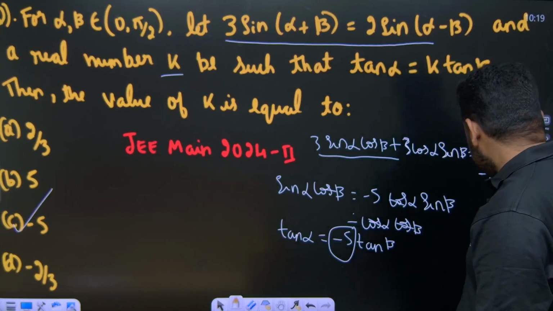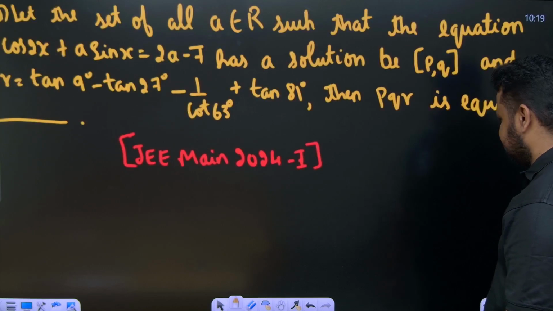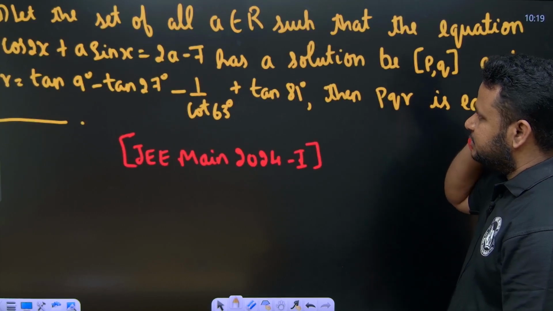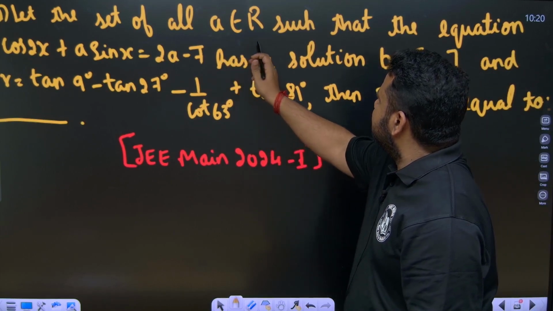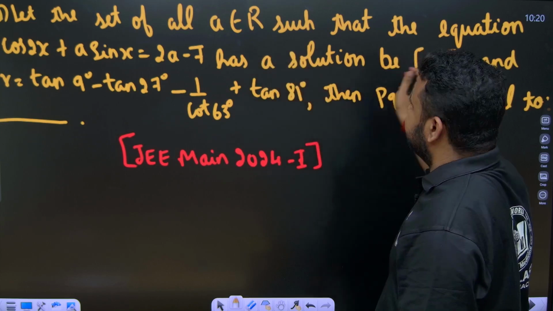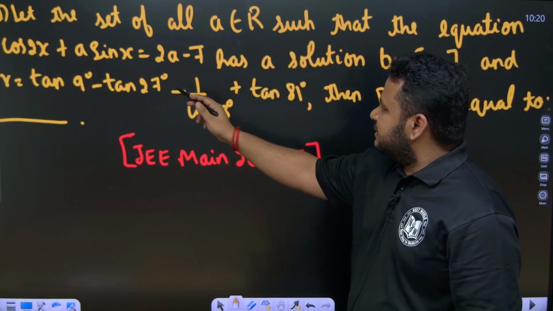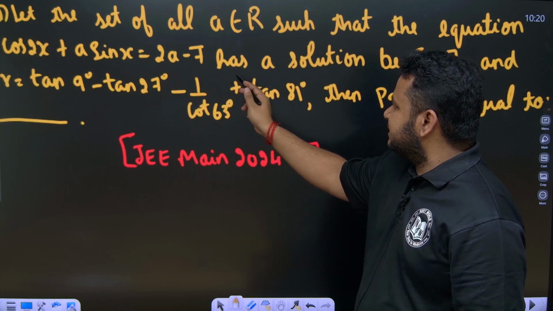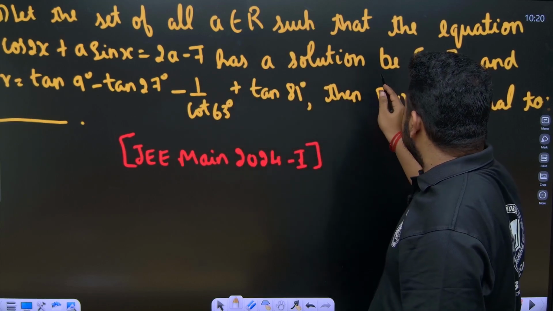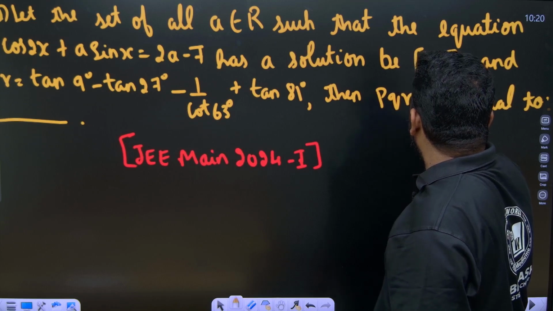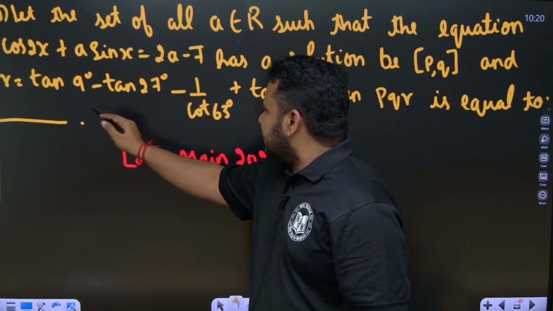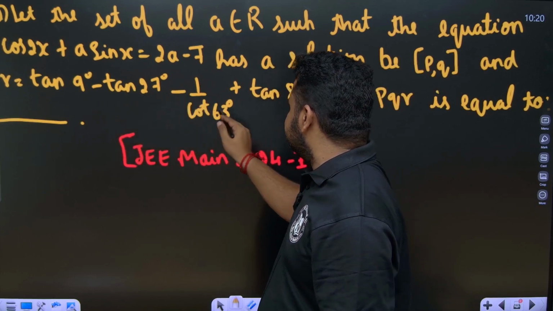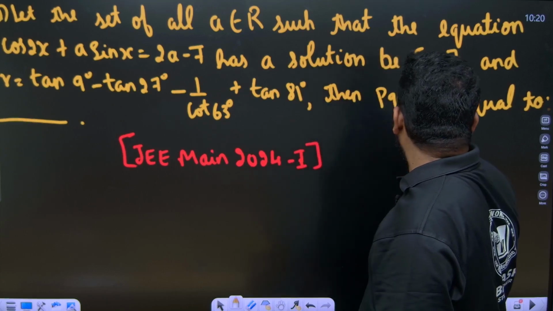Okay, next question friends, I hope it is clear. Let us move to the next question. So here they have given, let the set of all a belonging to real numbers such that the equation cos 2x plus a times sin x is equal to 2a minus 7 has a solution be p comma q within closed interval and r is equal to tan 9 minus tan 27 by cot 60 plus tan 81, then PQR is equal to.